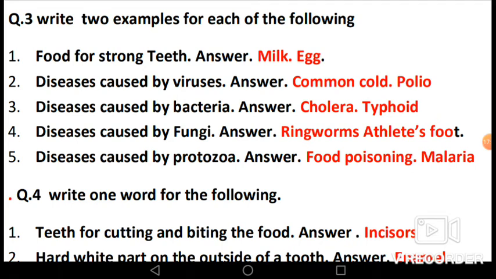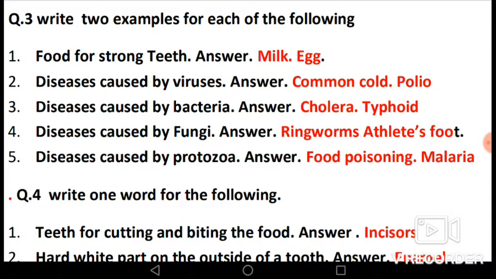Now let's revise, write 2 examples. First, food for strong teeth. As we know, teeth are very important. So to make them strong, food like milk and egg make our teeth strong. Second, diseases caused by viruses. Virus is a harmful microbe and it causes diseases such as common cold and polio.